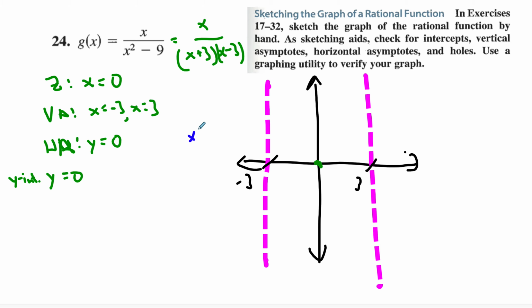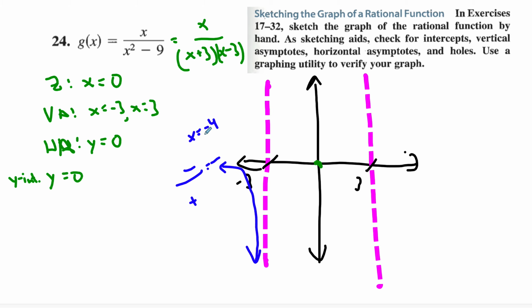So I'm going to plug x equals negative 4 in. And when I do that, I get a negative over, now negative 4 squared is 16 minus 9, positive. So it's going to be negative, right? It's negative, which means it's going to be down here. So it's going to be approaching here and coming down like that.